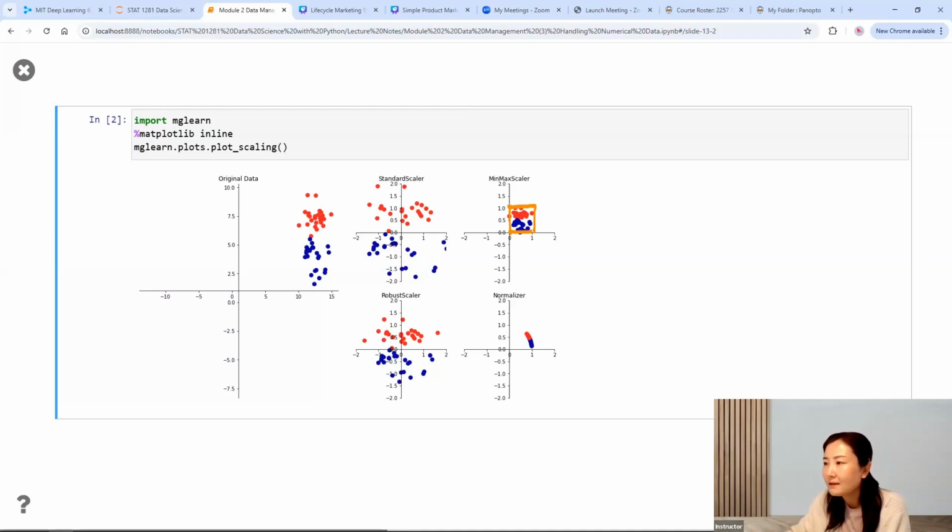And lastly, the normalizer. After we normalize the data, all of the transformed observations will be on a unit circle. The reason that our data is in this region is because both x1 and x2 are positive. So after we transform them, they are also positive in this region. But they are on this unit circle.